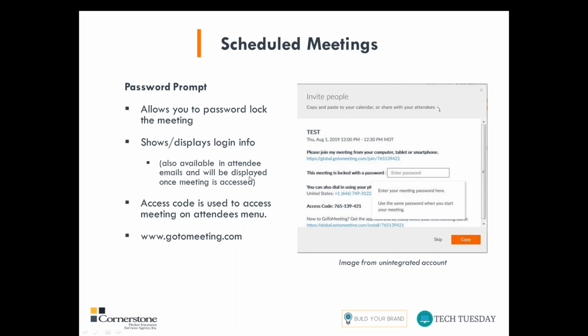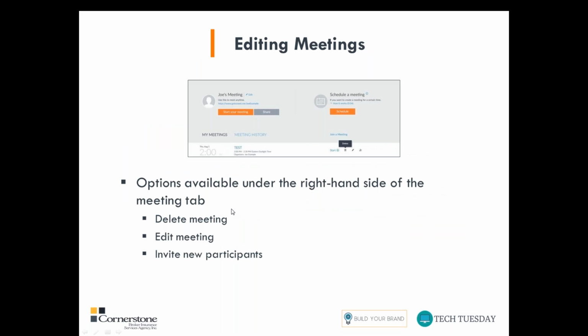It also allows you to send all the employee emails the moment you hit copy. The access code is given to the attendees through the emails they receive, and just use www.gotomeeting.com in order to register and set these up. You can also edit your meeting once you have it prepared as well. This is just a view of what it'll look like once you create your meeting.